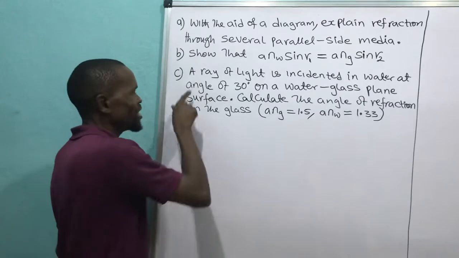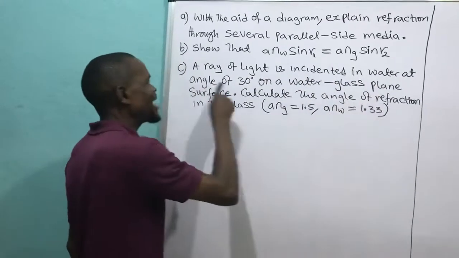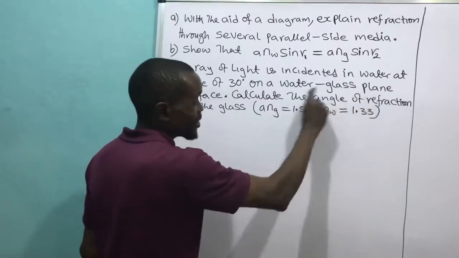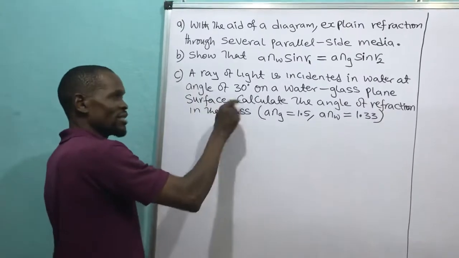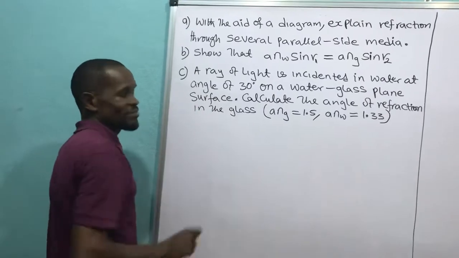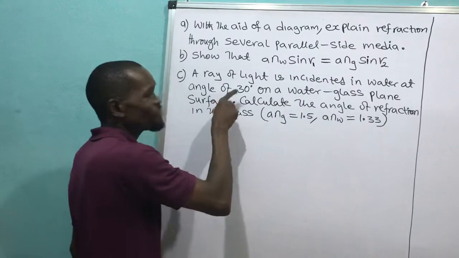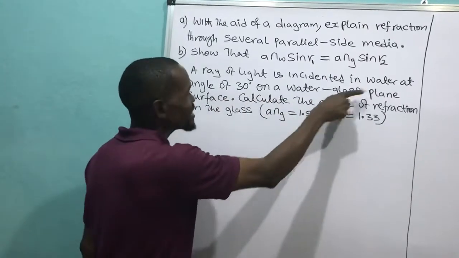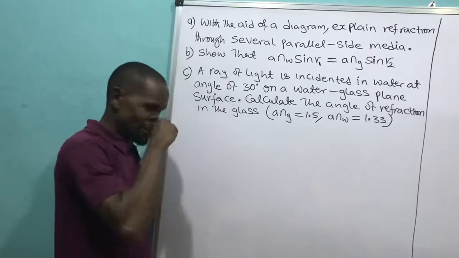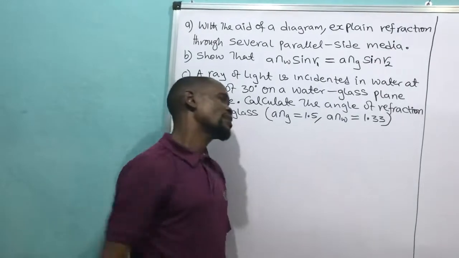The third question said, a ray of light is incident in water at an angle of 30 degrees on a water glass boundary, a water glass plane surface. Calculate the angle of refraction in the glass. They give me the refractive index of glass and of water.